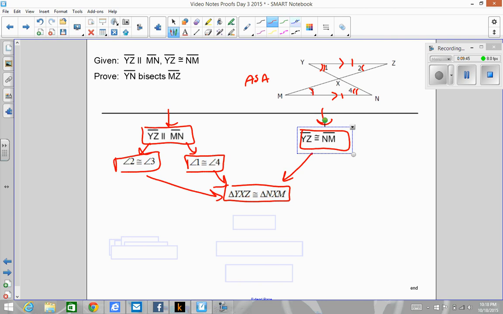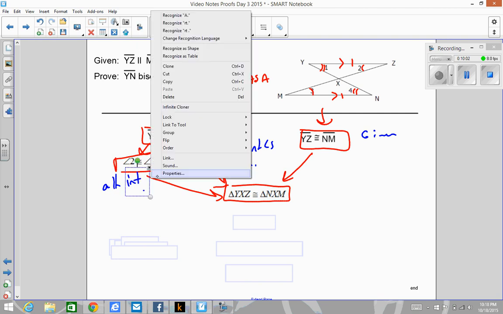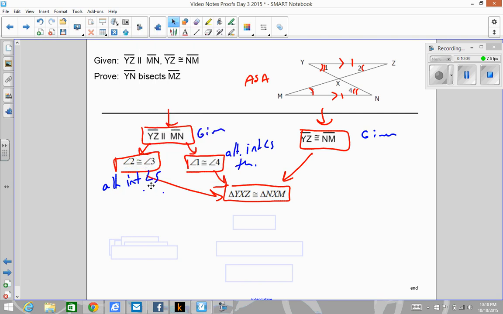And so I'm going to use a different color to write my reasons. So this was given. This was given. This is alternate interior angles theorem. This is alternate interior angles theorem, and this was angle side angle.